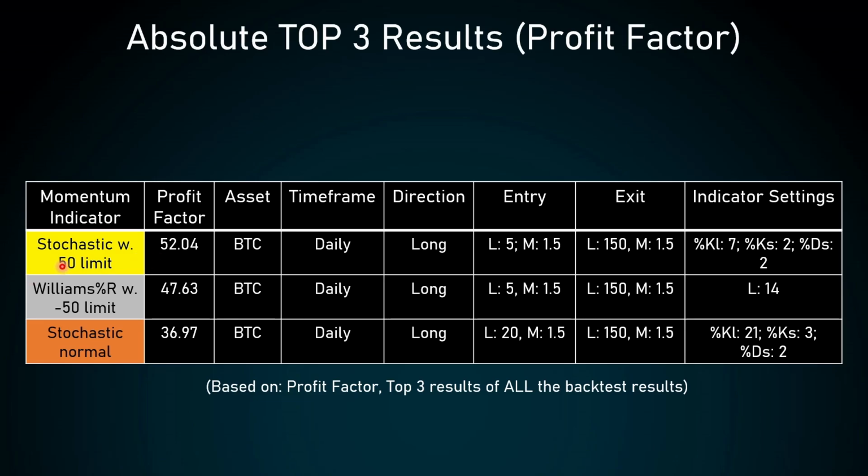First we have the stochastic with a 50 limit level, which gave a 52 profit factor on the BTC daily time frame. The trade direction was long only, and here you can see its settings. The second placement is the Williams percentage R with a negative 50% limit. This gave a really close profit factor to the first one, it was 47. And the third place winner is the normal stochastic indicator.